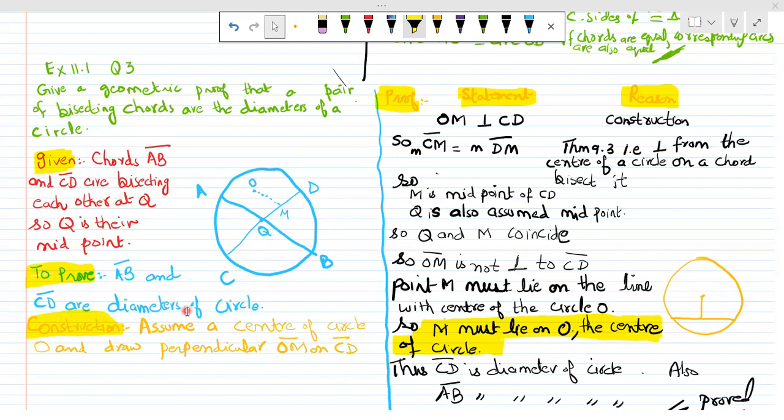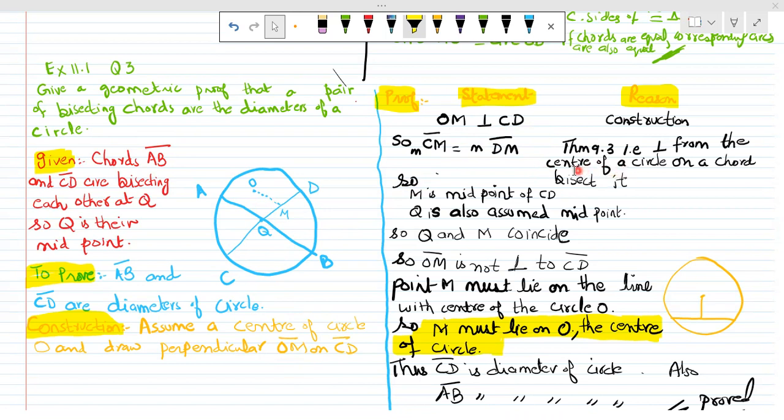So we will ourselves assume that there is some center O of this circle, and we will draw a perpendicular OM on CD. In order to prove this whole statement, we have to take some other point. Let's see if we take some other point O as center, what happens? It means now we have taken OM perpendicular to CD. Now it means that OM is the perpendicular and it is coming from point O.